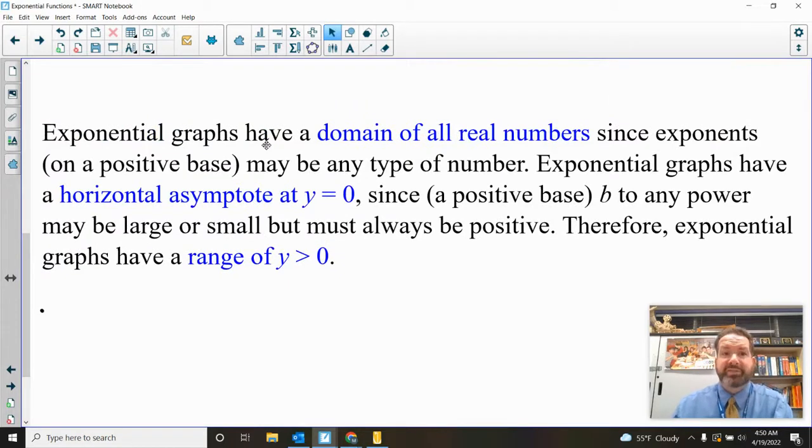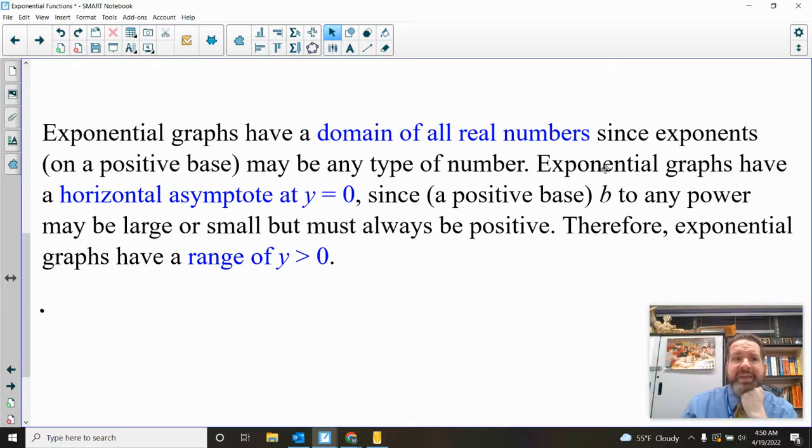So exponential graphs, both of these that we looked at are exponential graphs. They have a domain of all real numbers, meaning the graph goes to the left forever and goes to the right forever. Since an exponent can be any number, the variable this time, the x, is the exponent. We can deal with positive exponents. We can deal with an exponent of 0. We can deal with negative exponents. Remember, that just gives you fractions. It flips things upside down.